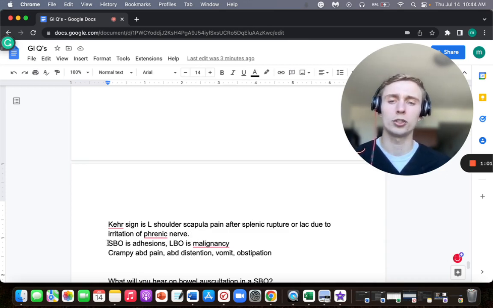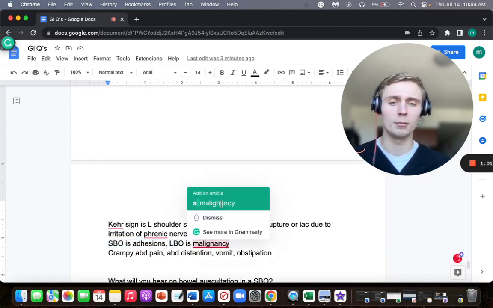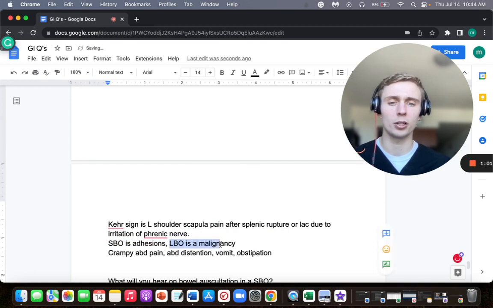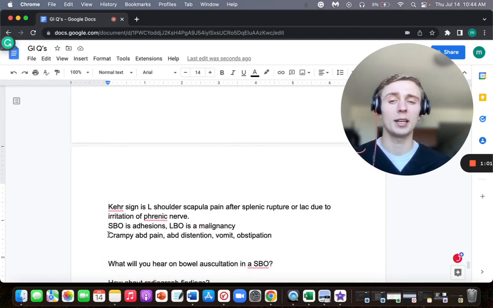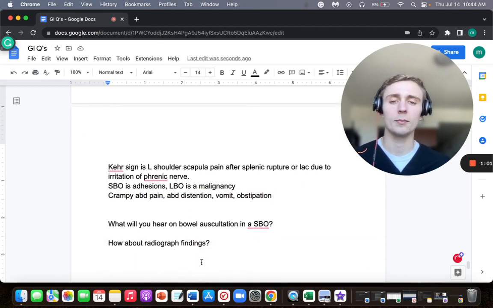So the most common cause for small bowel obstruction is adhesions, and for large bowel obstruction it's malignancy, importantly. So don't forget malignancy for large bowel obstruction, and small bowel obstruction is adhesions, post-surgical adhesions. Crampy abdominal pain, abdominal distension, vomit, and obstipation. So those are your CAVO signs, C-A-V-O. Crampy abdominal pain, abdominal distension, vomit, and obstipation.